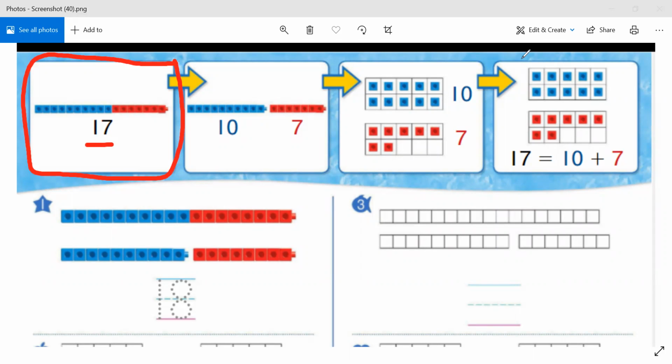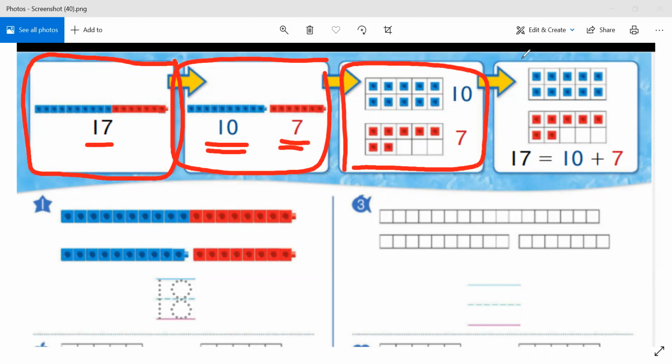17. Why is the number 17 shown? Because there are 17 cubes. Let's look at our next box here. Dawood broke apart his cube train into 2 groups. How many blue cubes are there? So if we look here, we see 10. How many red cubes are there? 7.